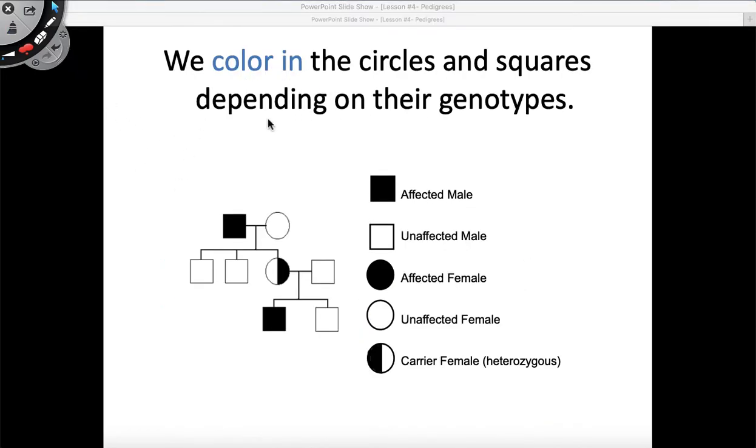All right, we color in the circles and squares depending on their genotype. So an affected male, and it doesn't necessarily have to be a genetic disorder or condition, but we color in depending on what genotype or expression of a characteristic we're talking about. So if you're shaded, you have that condition or characteristic. We call it an affected male or an affected female. And sometimes we can half shade it if it's a heterozygous condition or a carrier.